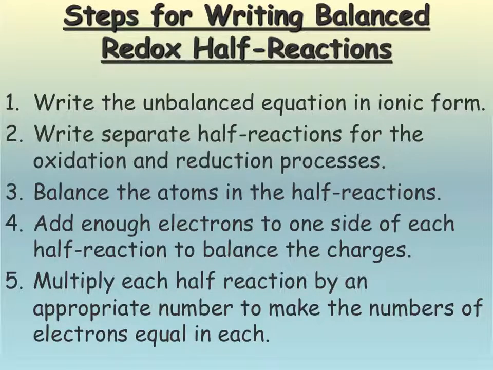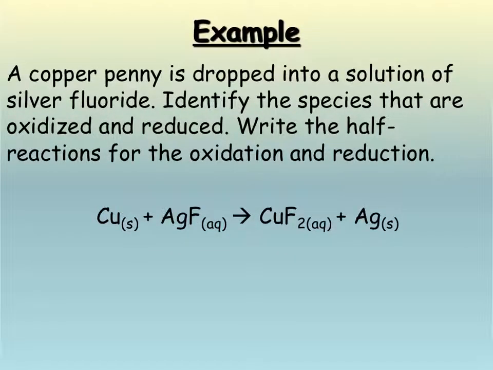There are some steps for writing balanced redox half reactions. First, we're going to write the unbalanced equation in ionic form. We're going to separate the half reactions for oxidation and reduction processes. Then we're going to balance the atoms in the half reactions. Then we will add enough electrons to one side of each half reaction in order to balance the charges. And then we're going to multiply each half reaction by an appropriate number in order to make the number of electrons equal between the reduction and the oxidation reaction. Okay, so here we go.